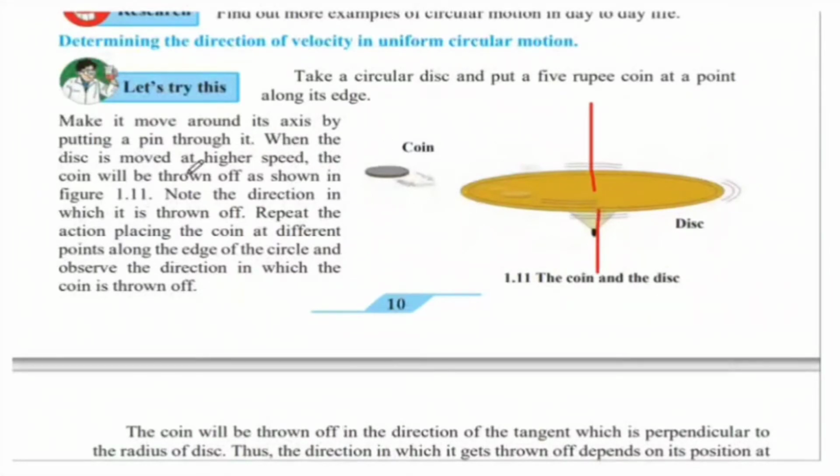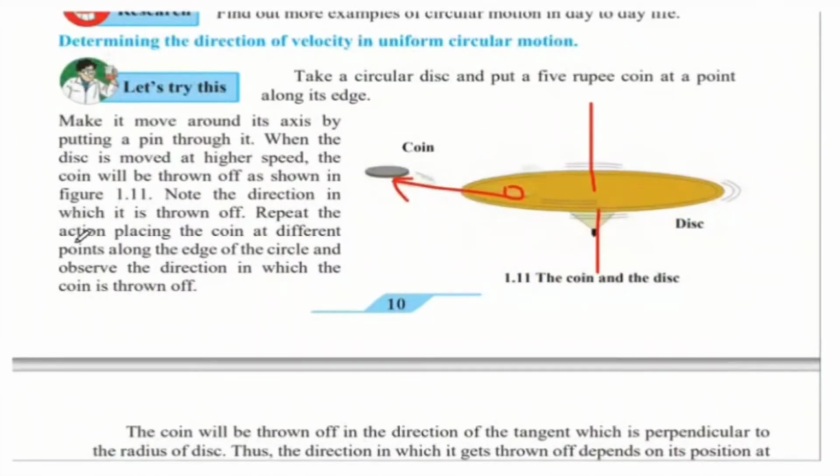When the disc is moved at higher speed, the coin will be thrown off as shown in the figure. So the coin was placed at the edge, and when you kept moving it round and round, the coin was thrown off, like how we can see here. Note the direction in which it is thrown off.